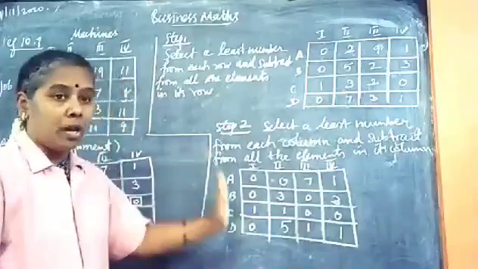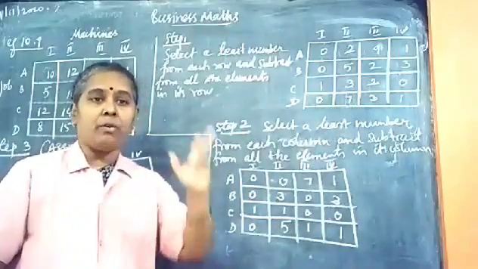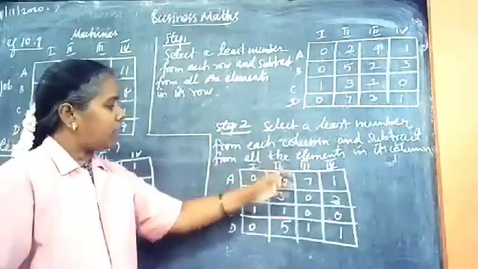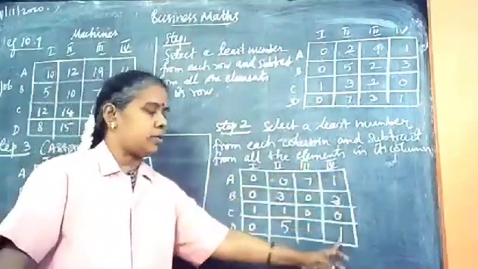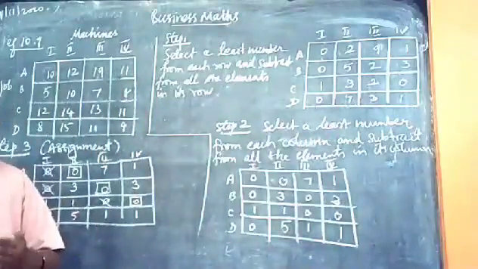Same column wise also you should check. Every row and every column must have at least 1 zero. So column wise I'm checking. Yes, I'm having 1 zero. Here also zero. Here also zero. Here also zero. We are getting. So the checking process is over. Next we are moving to the assignment step.